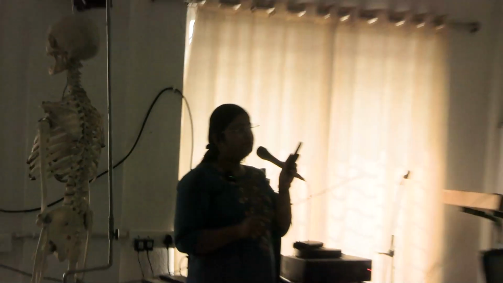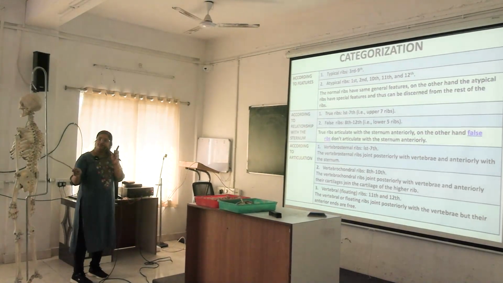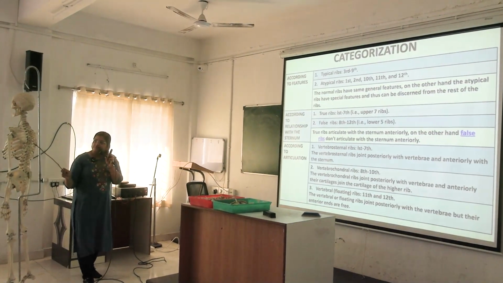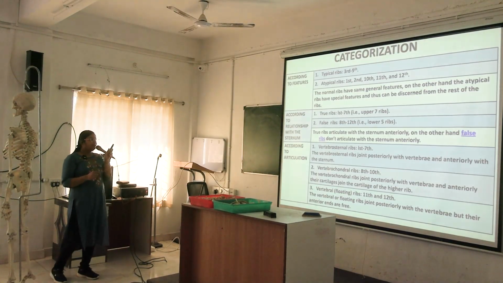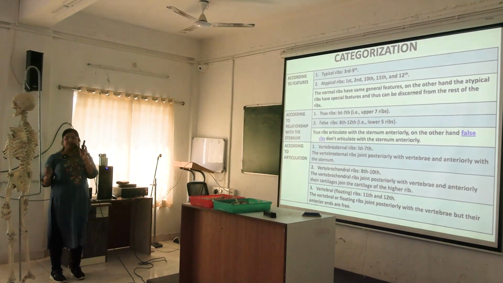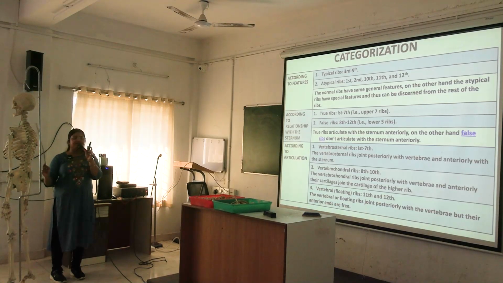Vertebrochondral ribs join posteriorly with the vertebra, here the 8th, 9th, and 10th. Anteriorly, their cartilages join the cartilage of the higher rib, here the 8th, 9th, and 10th.